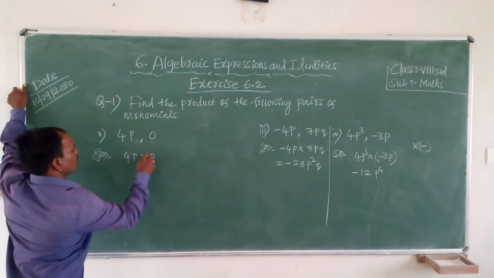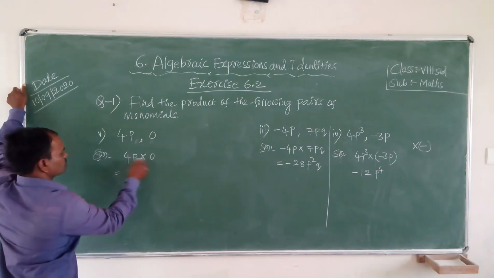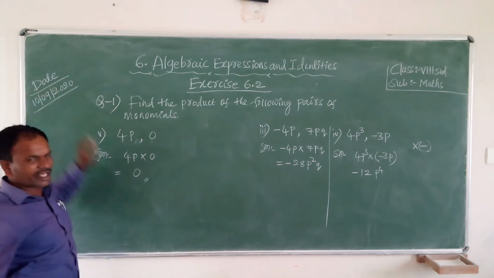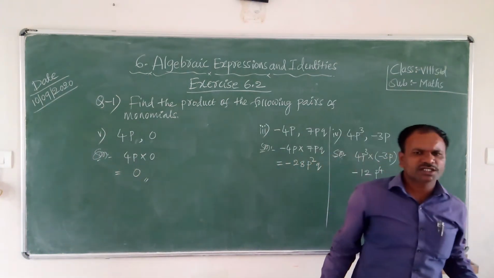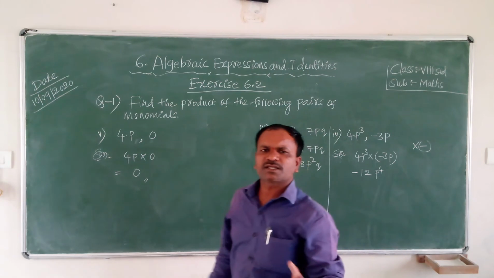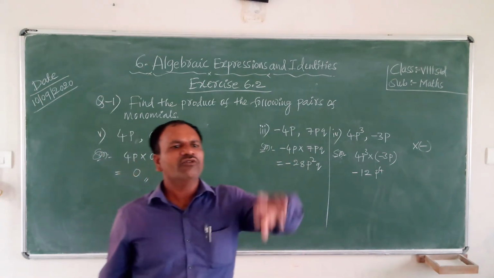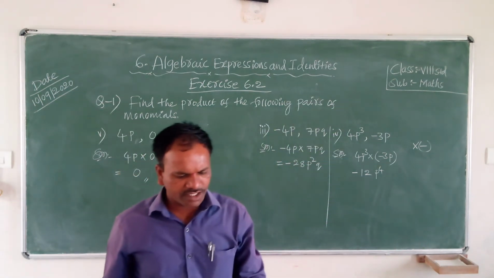4P into 0 is equal to 0. 4P times 0 is 0. Answer is 0. Any number multiplied with a variable, a constant, anything, you have to multiply with 0, always 0. Okay, my dear students.